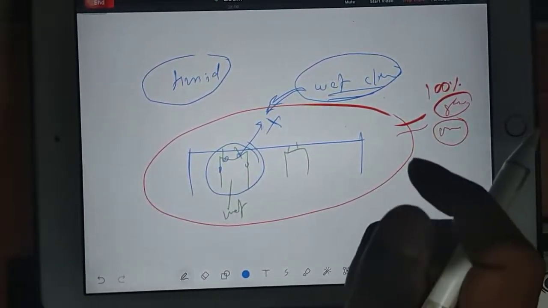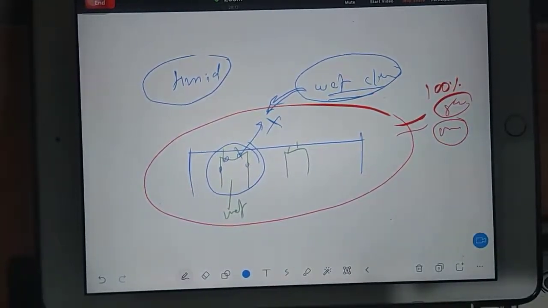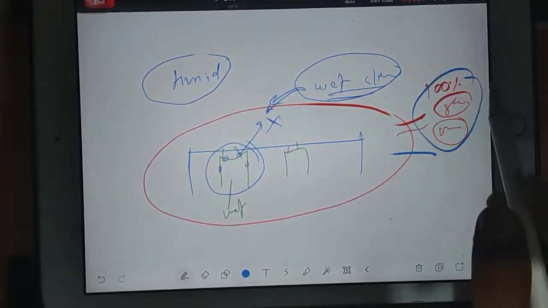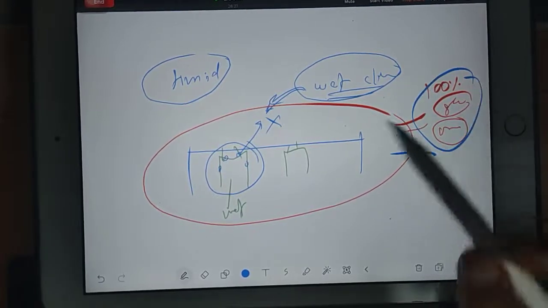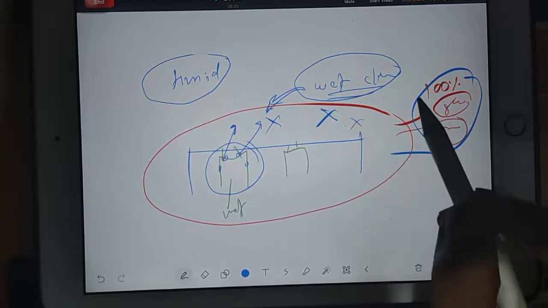Concept clear? No, never. Infinite time, never. Because the atmosphere is 100% humid. So these molecules will go where? There's no place for water molecules in the atmosphere.